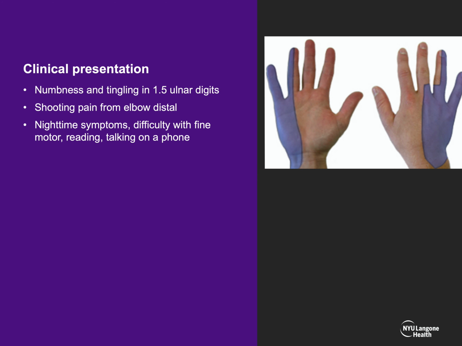Clinical presentation: ulnar 1.5 digits, so opposite of the median nerve. The radial border of the ring finger is median, the ulnar border of the ring finger is ulnar, and this is true. Patients really do present like this. Shooting pain down from the elbow, and nighttime symptoms, difficulty with fine motor movements, buttoning buttons. So make sure you differentiate this from cervical myelopathy or radiculopathy.